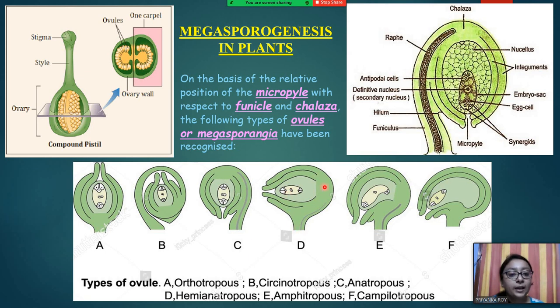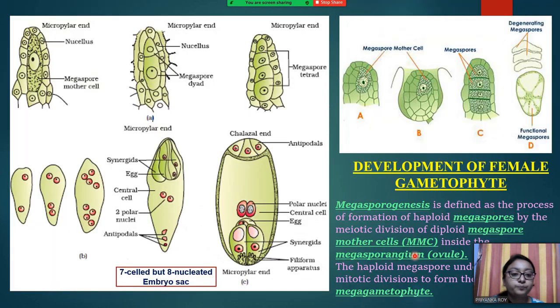And here, when the micropyle and chalaza are forming a right angle with the funicle, then we call it hemianatropous. And this one is when it is slightly curved and the embryo sac becomes like a horseshoe shape, then we call it amphitropous. And the last one, where there is no such angle and it is extremely curved and bent, is known as campylotropous. So these are the types of ovules.